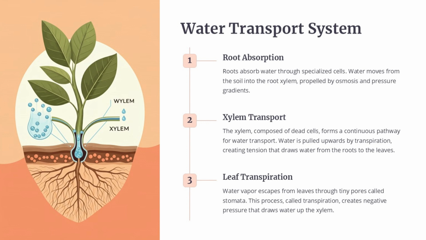The water transport system is a critical part of how plants function and grow. It starts with the roots, which absorb water from the soil through specialized cells. The water then moves up into the xylem, which is a network of dead cells that forms a continuous pathway. As water evaporates from the leaves through tiny pores called stomata, it creates a pulling force that draws the water up from the roots. This whole process, called transpiration, is what drives the movement of water through the plant. Understanding how this water transport system works is key to understanding plant biology and physiology.